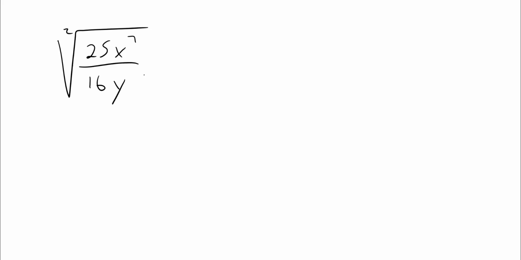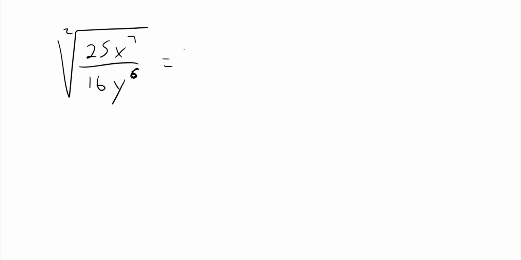Let's do a couple of trickier ones, where the variables don't cancel out. Most of the time, the number is going to work out nicely. But let's say I do the square root, and I'm going to put a 2 here even though you usually don't see a 2, of 25x to the 7th over 16y to the 6th.